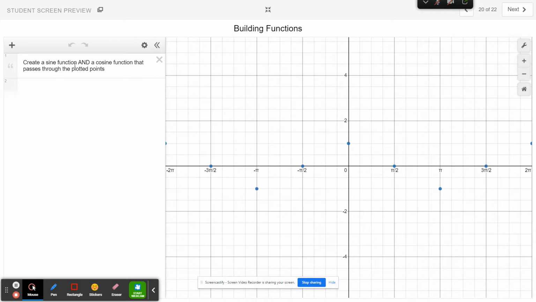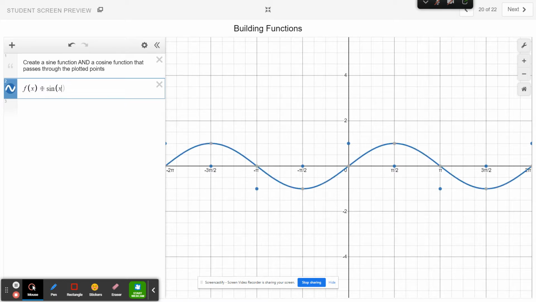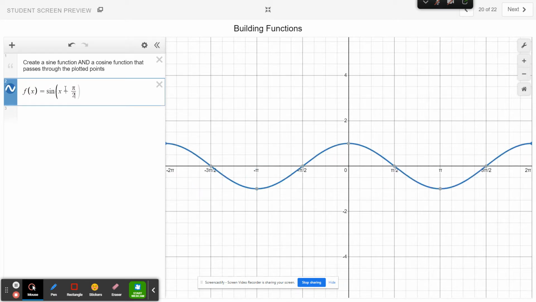All right, so I want to create a sine function and a cosine function that pass through these points. Okay, so let's just start with the sine function. So what do I have to do? Do I want to shift it up 1 unit to get there? Then everything is going to be above. That's not good. I want to move this thing, maybe to the left π/2. What happens if I move it to the left π/2? Am I going to hit everything? So how do I move it to the left π/2? I want to go plus π/2. Well, matched up.